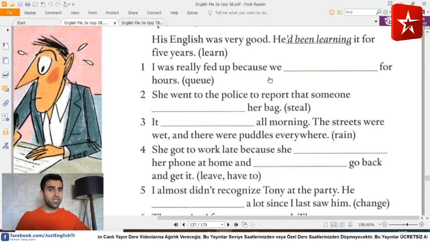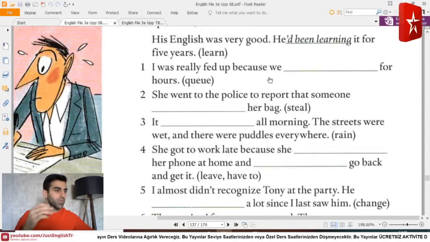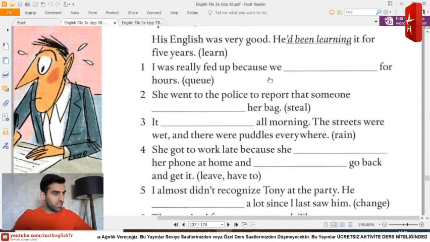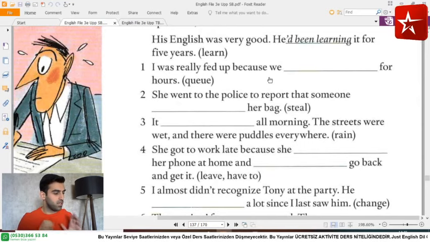For number 1, I was really fed up because we... Okay, Machinist man says intermediate difficult. It's not intermediate, Mr. Machinist. This is upper intermediate level.